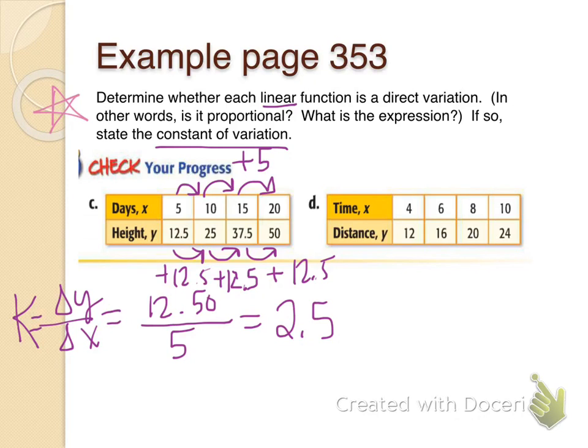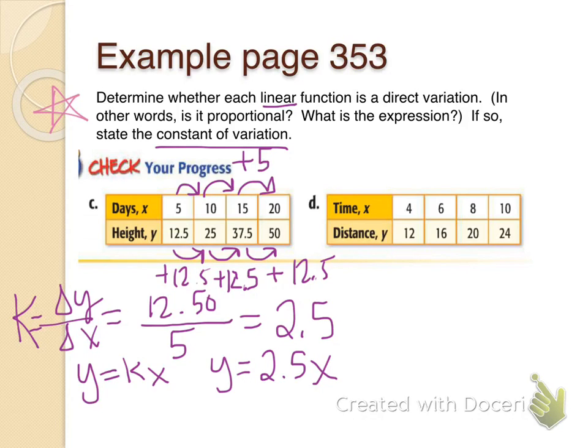Y divided by x, y divided by x. So I've got negative 950 as my constant of variation, or as my slope. So now I can use the equation y equals kx, filling in my k, and then I could find any value for this that I want.